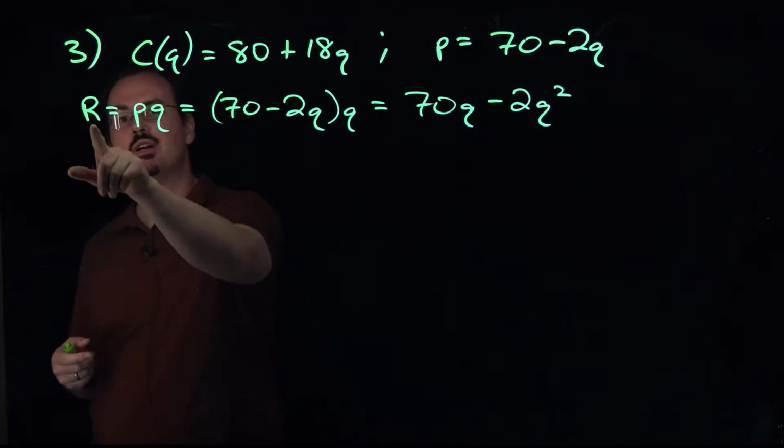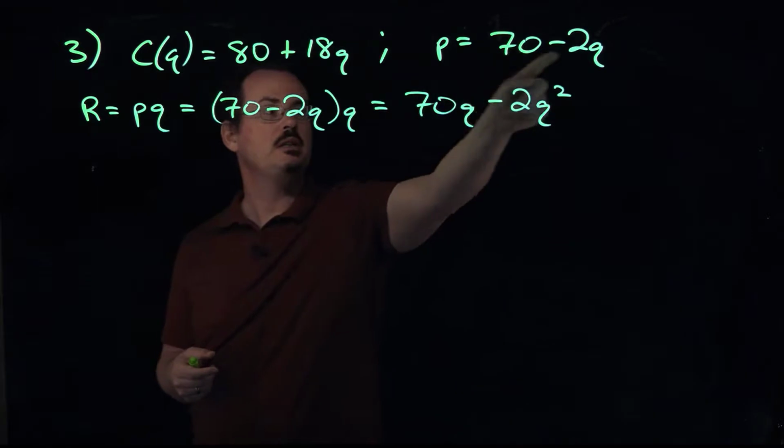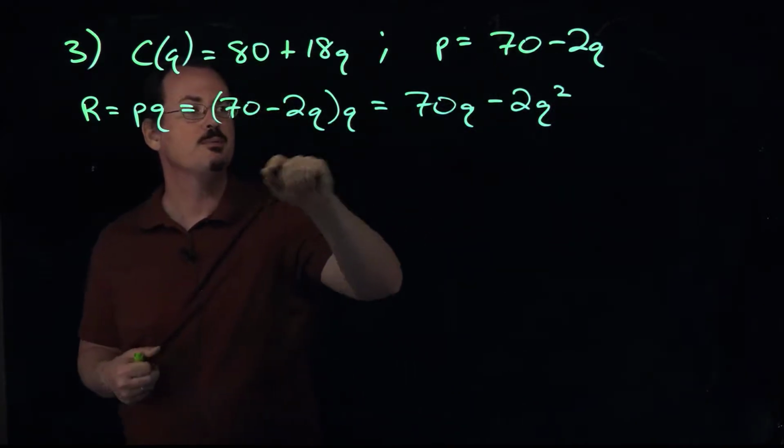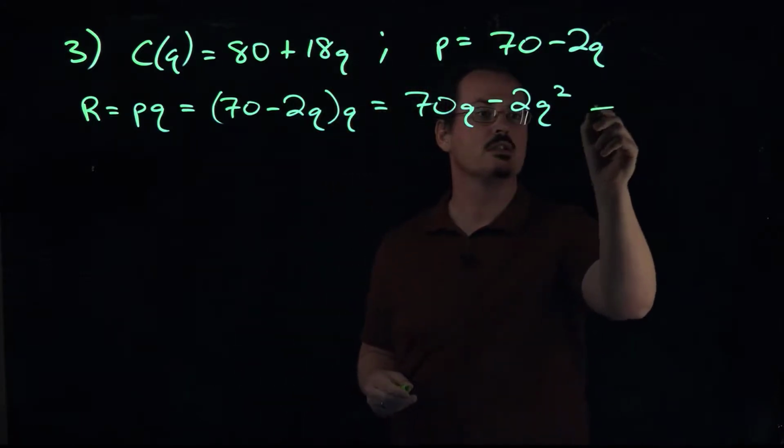So revenue is defined to be price times quantity. So we have the price, that's the little p times q. Distribute the q, we get this. So this, again, is the revenue function. That's revenue.